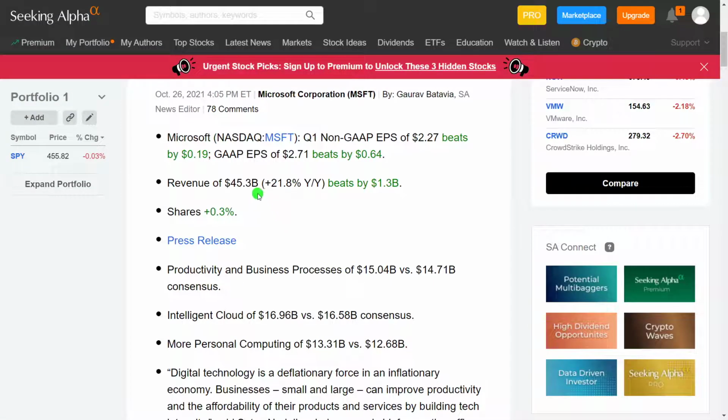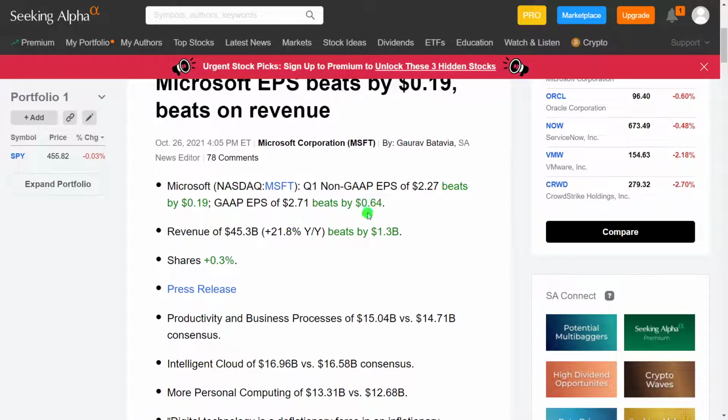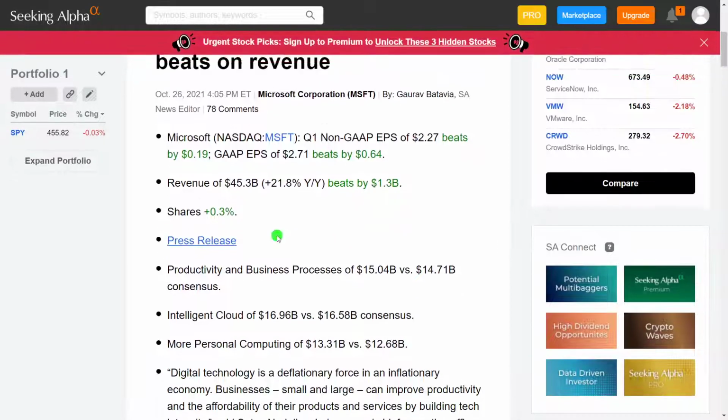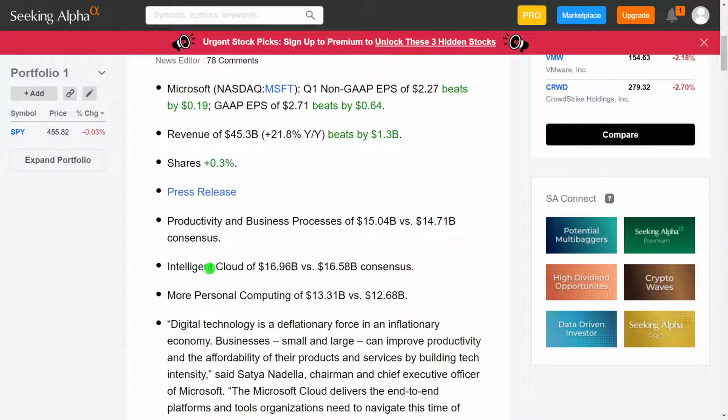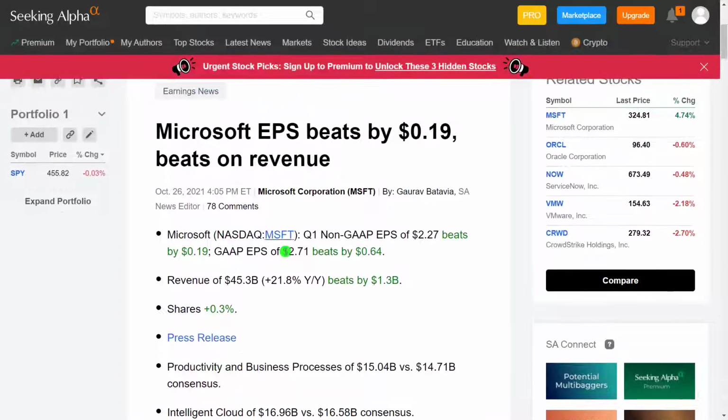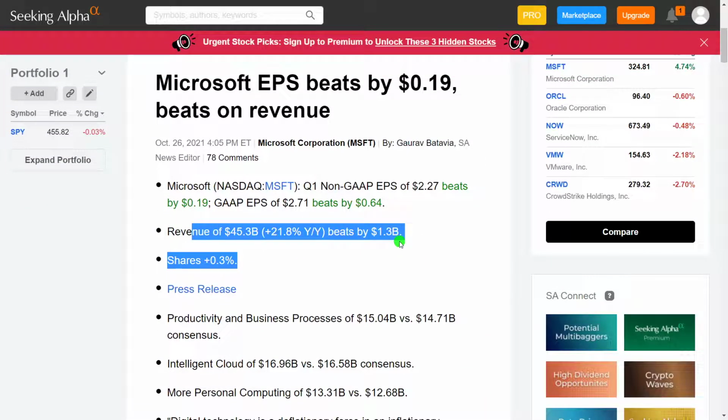One thing I just want to touch upon quickly was the earnings. Just to go on what I said, the earnings per share has been beat by 64 cents, $2.71. Revenue up 20% year over year, beats estimates by 1.3 billion. Shares have increased. They've got Intelligent Cloud as one of their areas. Product and business has increased, and more personal computing. So really the key thing here is this revenue has increased massively.